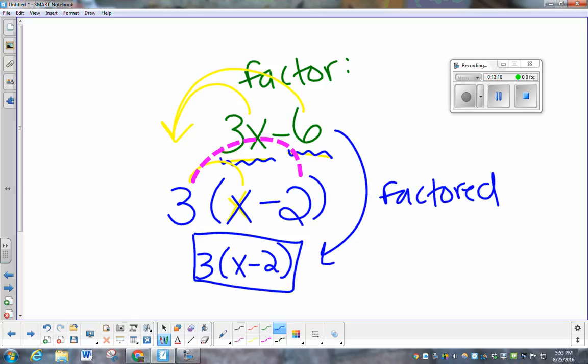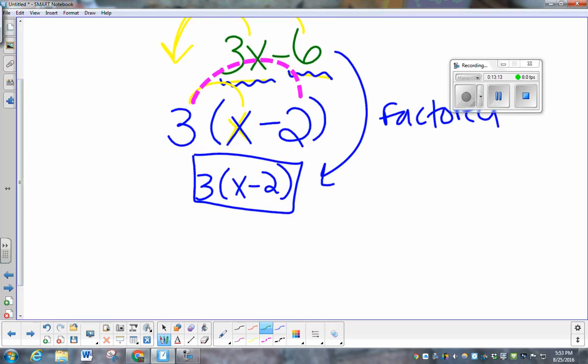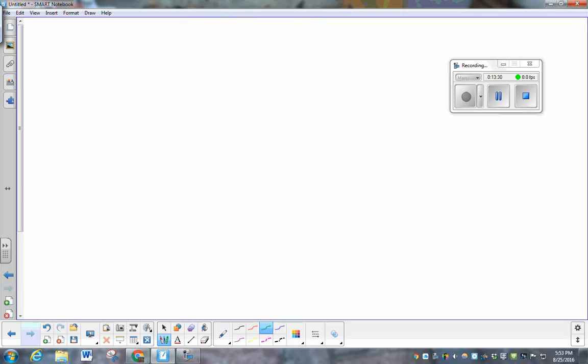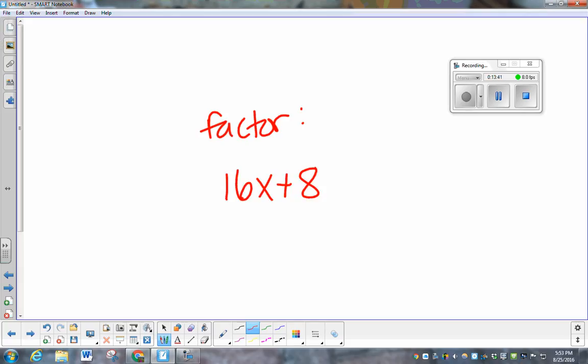Okay, and you can always check your work when you've tried factoring something by just distributing it. So if I do 3 times x, that's 3x. 3 times negative 2 is negative 6, and that's what we started with. So we know we factored it correctly. All right, let me know if you have questions on that. I think I'm going to give you one just to try here. So I want you to try factoring this. Try factoring 16x plus 8. Okay, try writing that in factored form. That is the last thing for today. So come in with these notes done next time we have class, and I will see you then. Thank you. Bye.